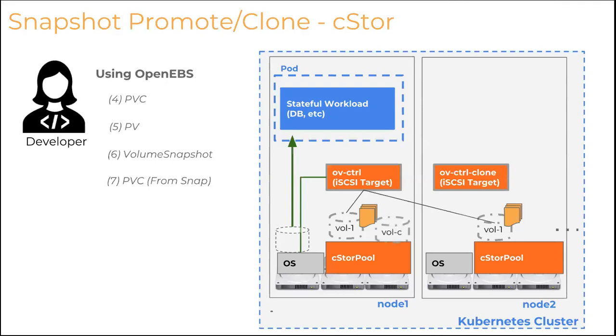So the cool thing with Cstor is this is a logical object which is referring to a snapshot. So there's no extra space that is required for creating that cloned volume. It basically just points to the snapshot on the storage pool. And the admin can specify in this PVC from snap whether he wants to mount it as read-write or read-only. And if it is read-write, only the additional data or modifications that are coming in will occupy space on the Cstor pool.